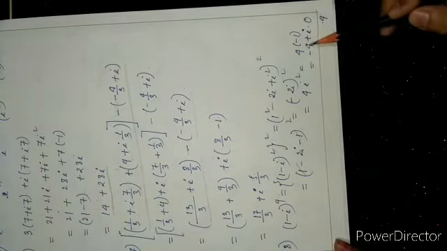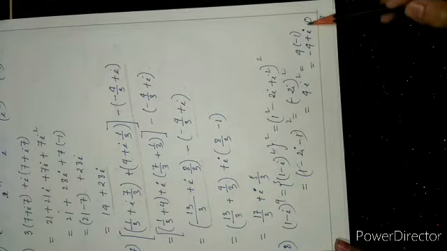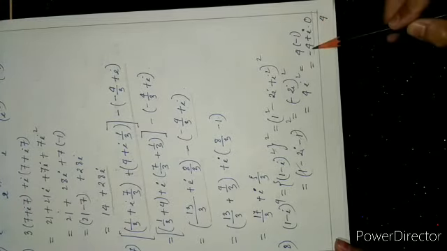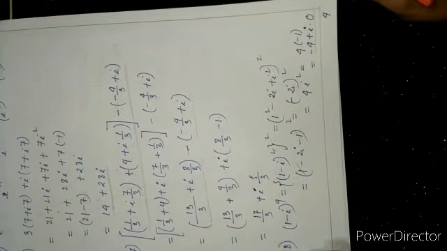We have to write this expression in the form of a plus ib. So, minus 4 plus i into 0. Here the real part is minus 4 and the imaginary part is equal to 0.